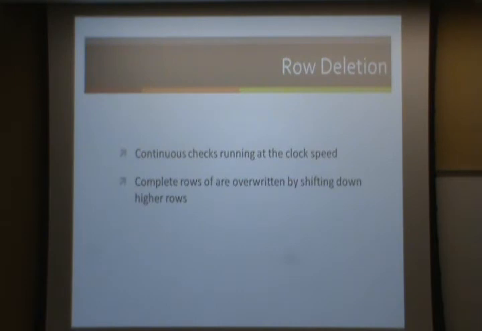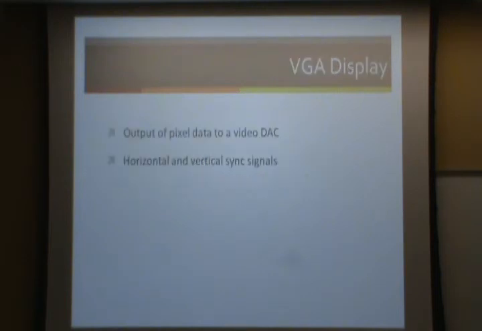Row deletion is accomplished by ANDing all the bits in a given row, and when that AND becomes true, it means the row's full, and then we shift all the above rows down by one row. The VGA display is just code that we got off the internet. It needed to be adapted so that it would display the game field, and it reads off the large vector that we have of all the falling block and the existing blocks on the screen.